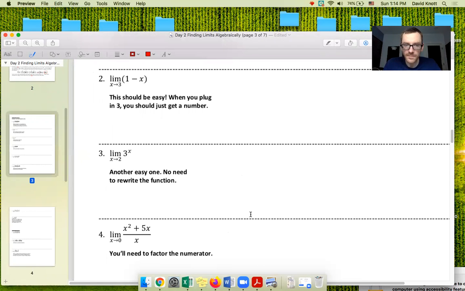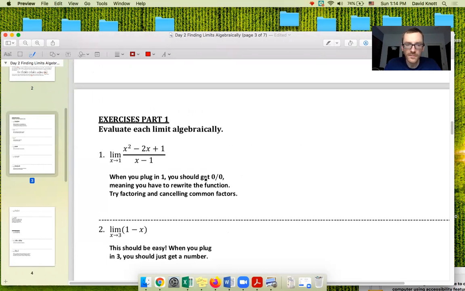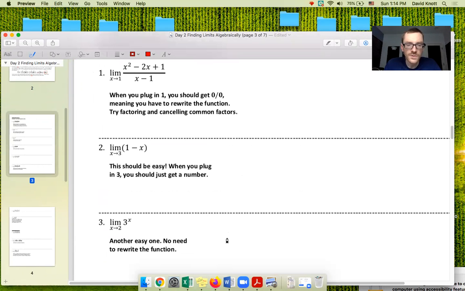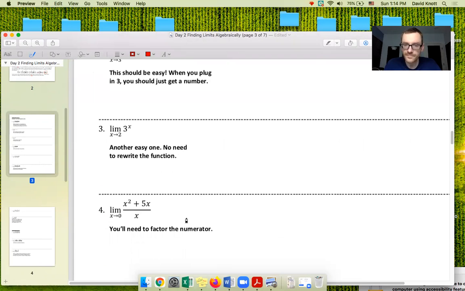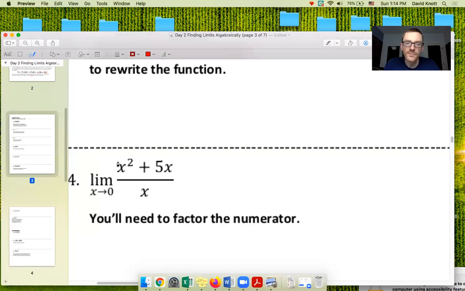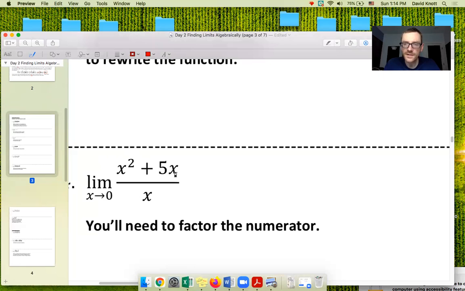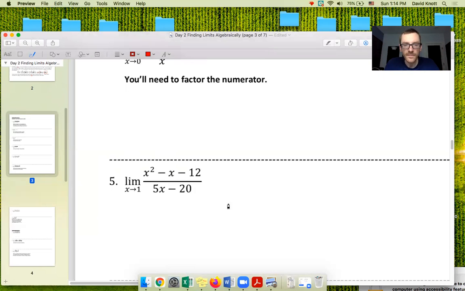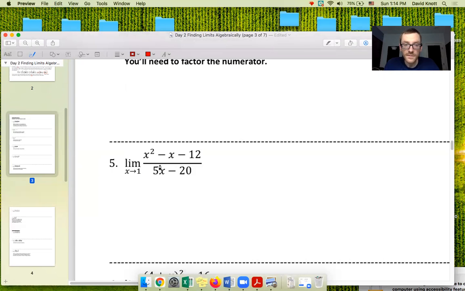So very quickly, actually, we give you hints about how to do a lot of these, right? So read the hints. They really tell you what you should be doing. Number 4, it says you're going to need to factor the numerator. You might be wondering what kind of factoring you can do there. You can pull out a common factor of x. Do you guys see that? It would be x times, in parentheses, x plus 5, and then the x's will cancel. And likewise here with number 5, the denominator, there's a common factor of 5 that you can pull out. So make sure you're aware of that.